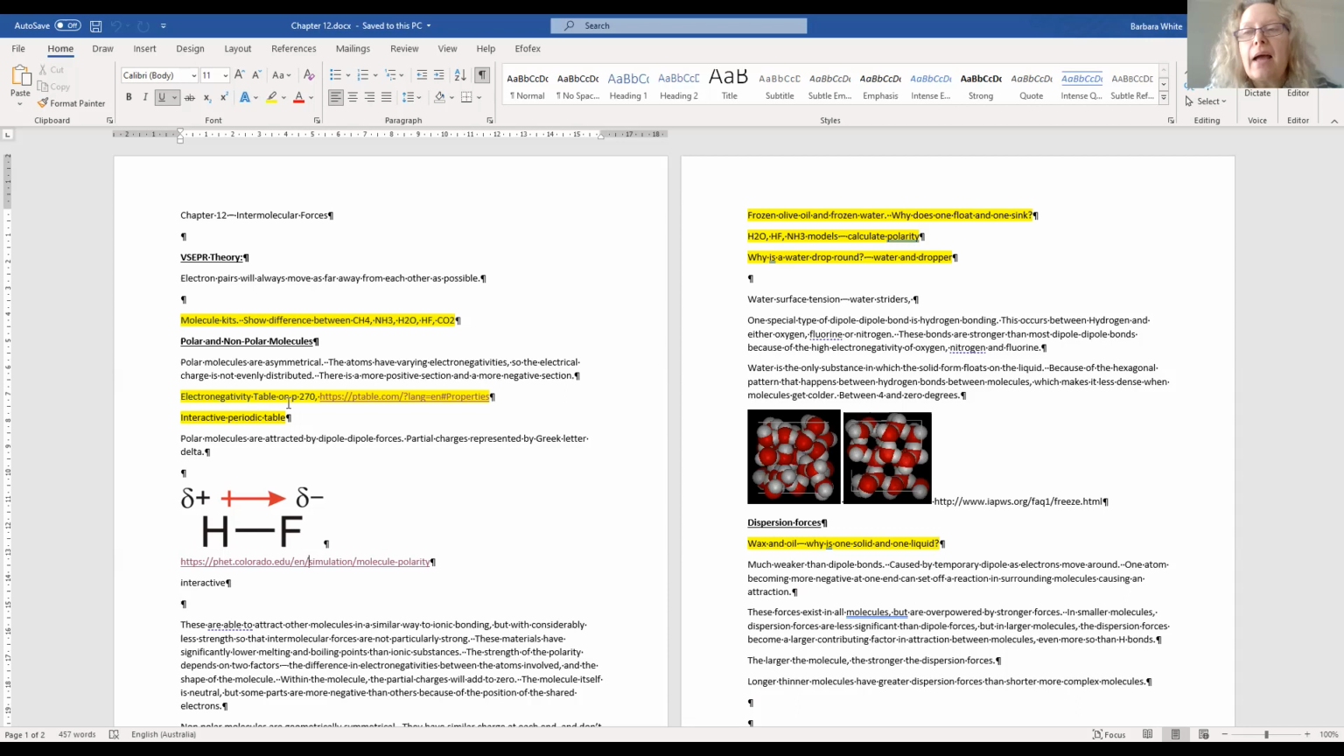The atoms have got varying electronegativities, so the electrical charge is not evenly distributed. There's a more positive part and a more negative part. Polar molecules are attracted by dipole-dipole forces. The partial charges are represented by the Greek letter delta, and there's a picture of that there too.